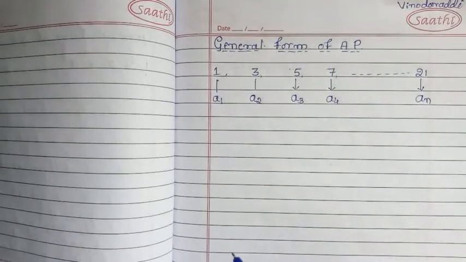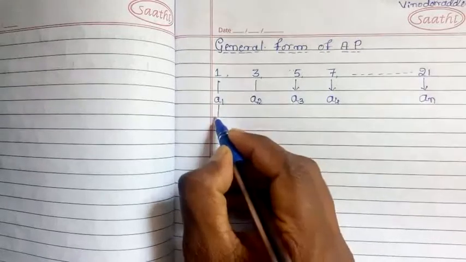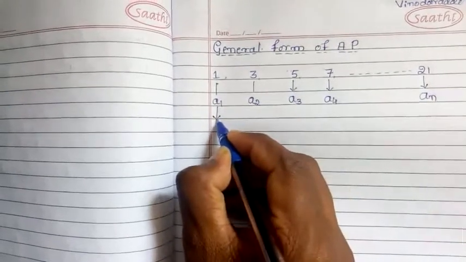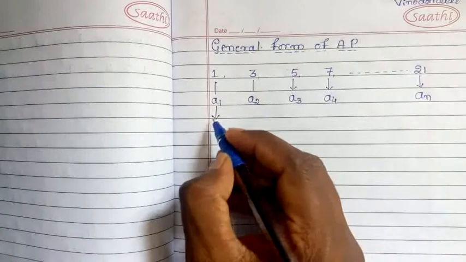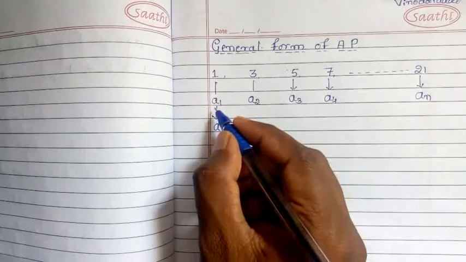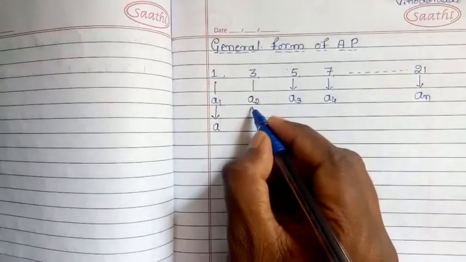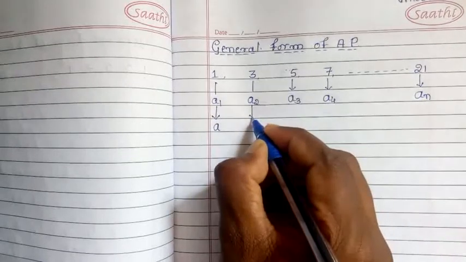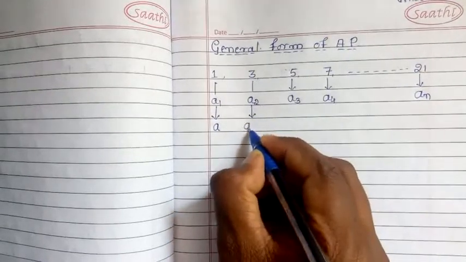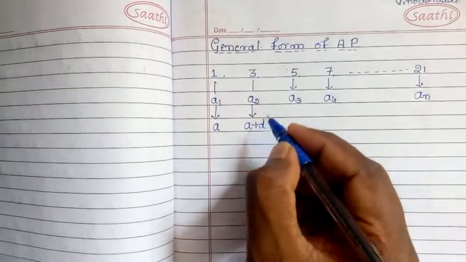Next, the general form of arithmetic progression. A1 means the first term of the arithmetic progression. This first term is denoted by A. A means the general form of the first term. A2 is also denoted by A plus D. A plus D means the general form of the second term.